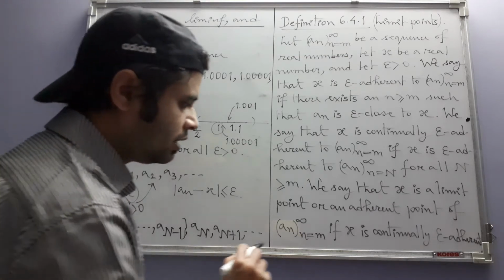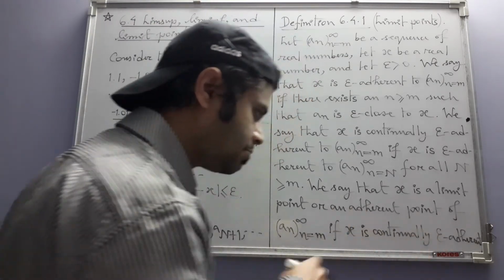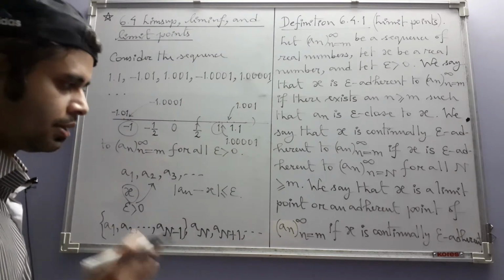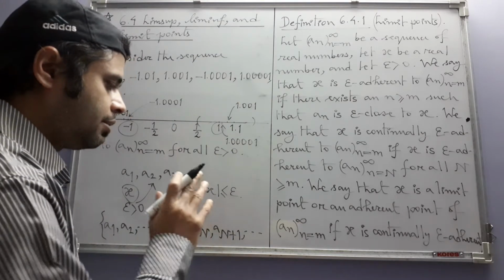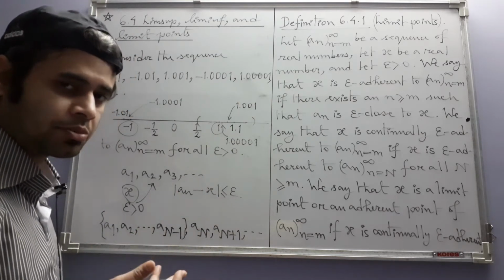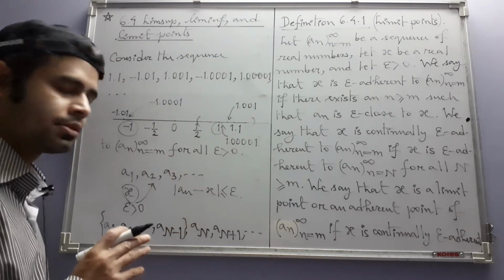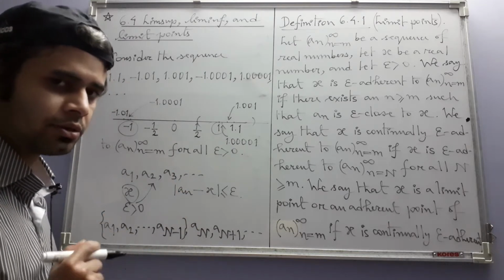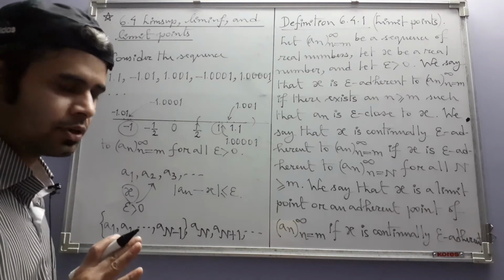And if now we vary epsilon also, then we say that x is a limit point of the original sequence or an adherent point of the original sequence. Clear?